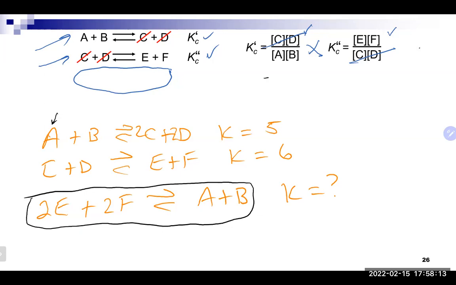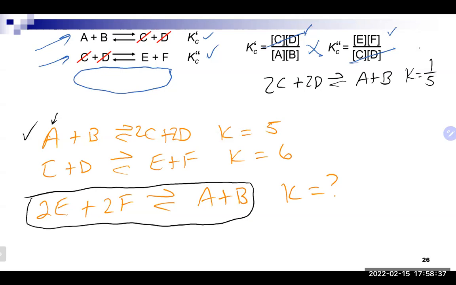So what we would do is take 2C plus 2D gives us A plus B. When I reverse that reaction, what happens to the K value? The K value becomes 1 over the original number, which is 1 over 5 in this case. That then takes care of this equation.